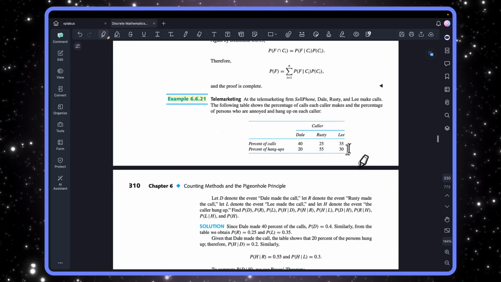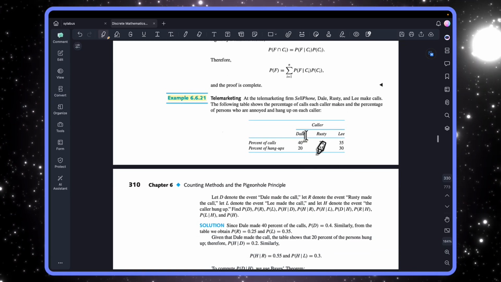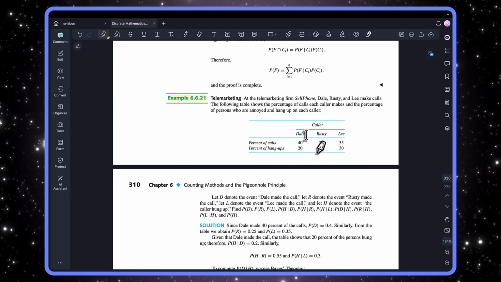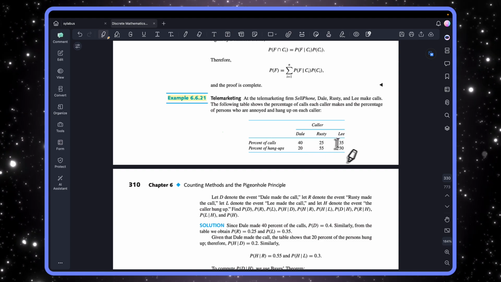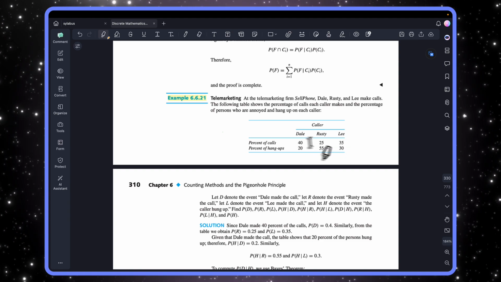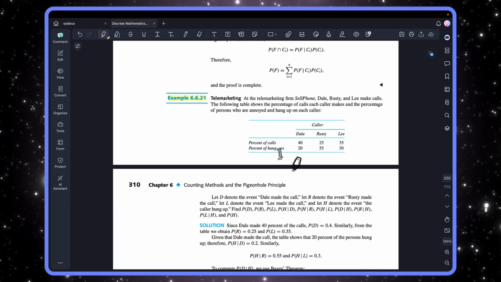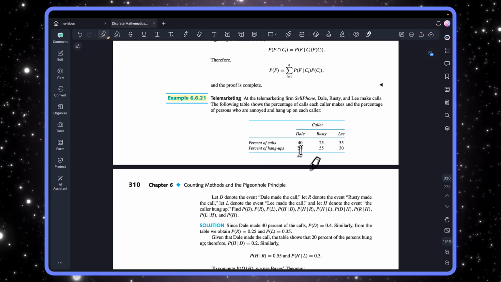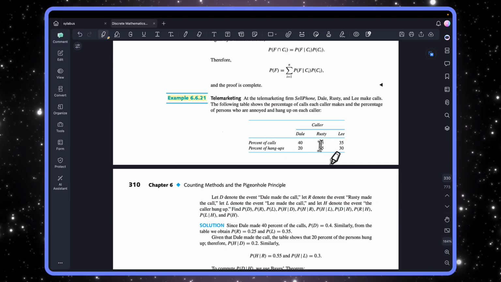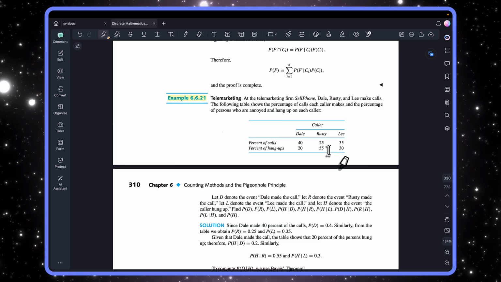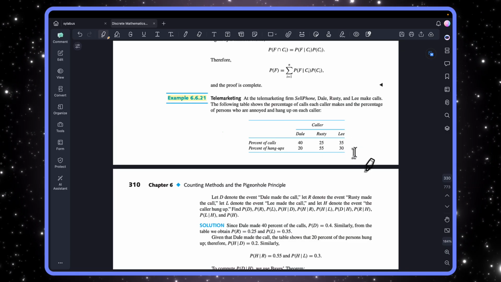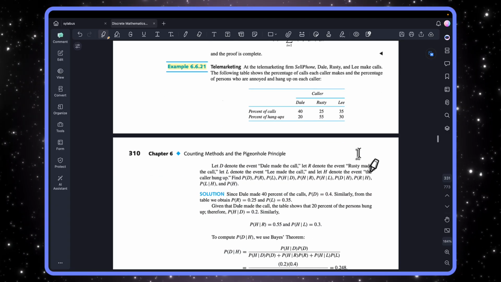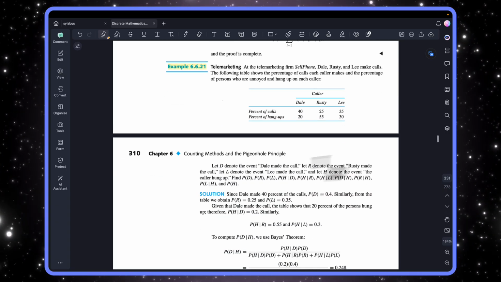So let's look at the table. Dale makes 40% of the calls, 25 and 35. Does that add up to the right number? Yes. So Dale makes the most calls. The percentage of hang-ups: 20% hang up on Dale, 55% hang up on Rusty, and 30% hang up on Lee. So let's just go through it and calculate all these probabilities.